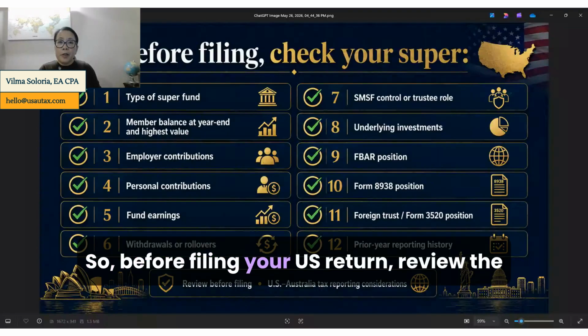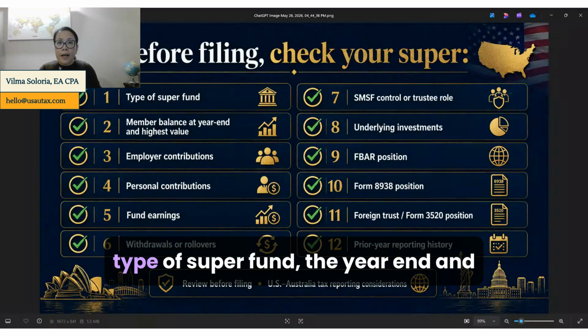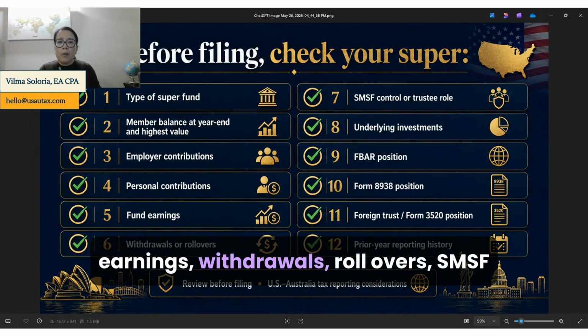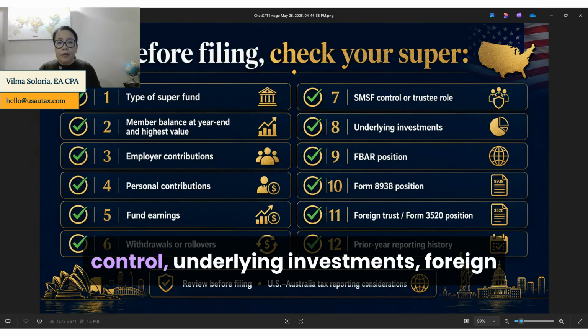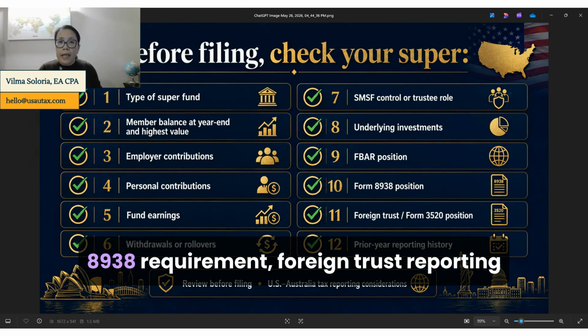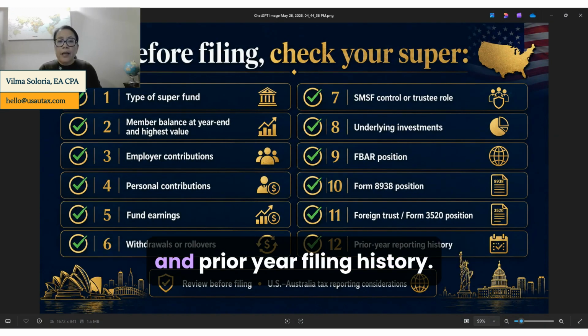So, before filing your US return, review the type of super fund, the year-end and highest balances, contributions, earnings, withdrawals, rollovers, SMSF control, underlying investments, foreign bank account reporting position, Form 8938 requirement, foreign trust reporting, and prior year filing history.